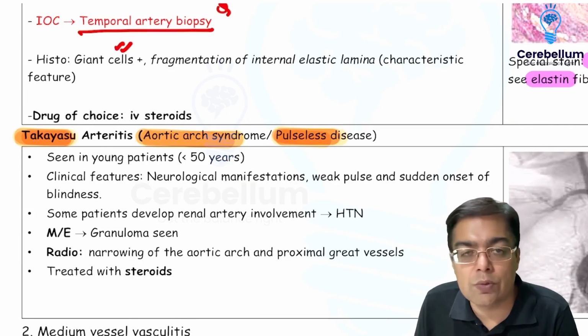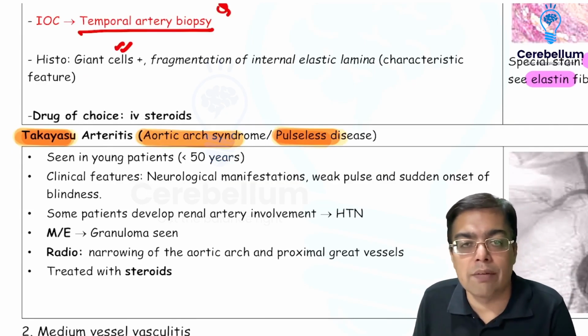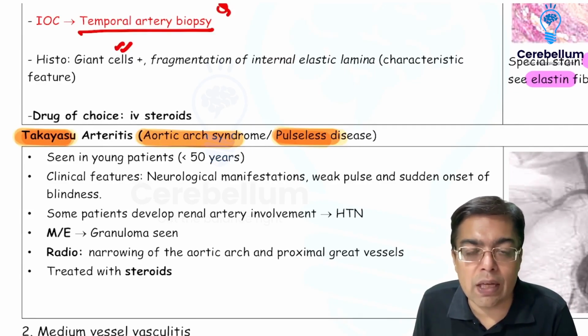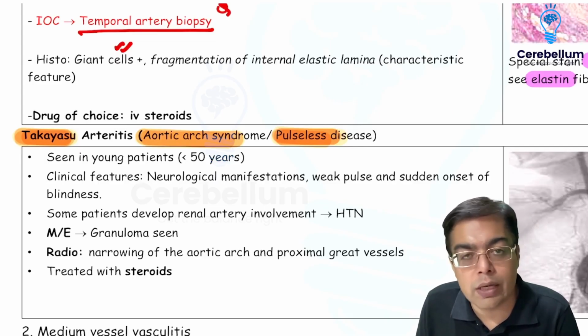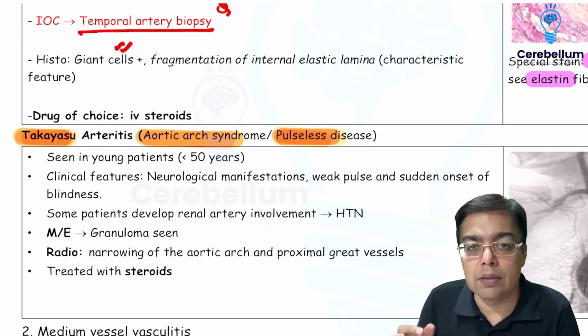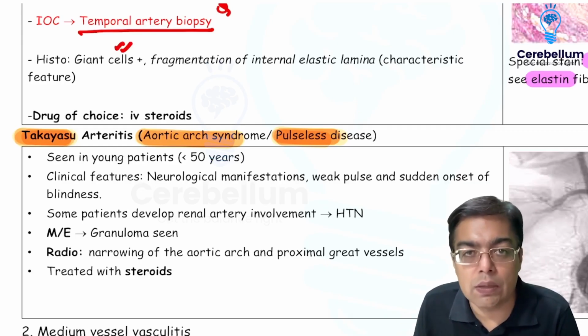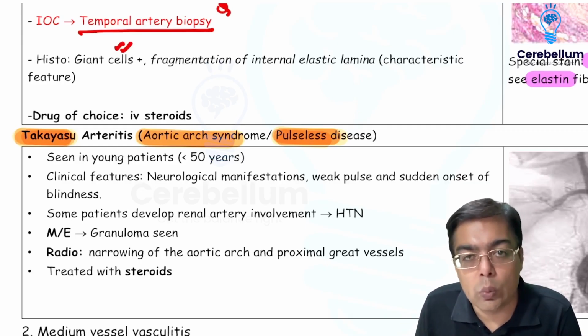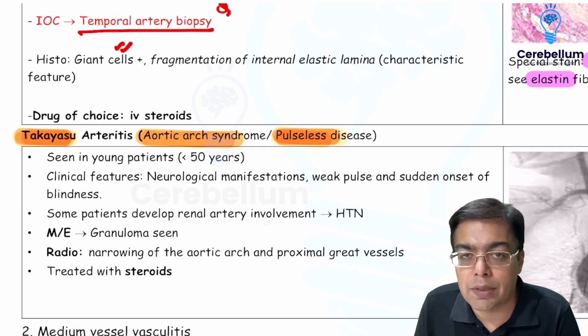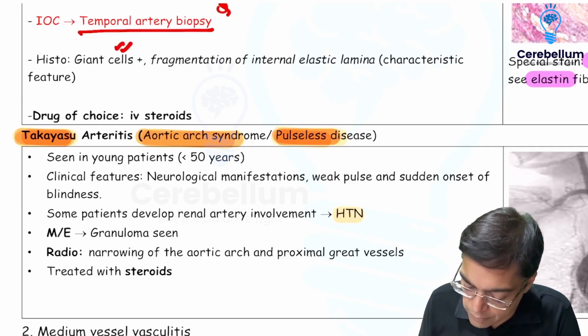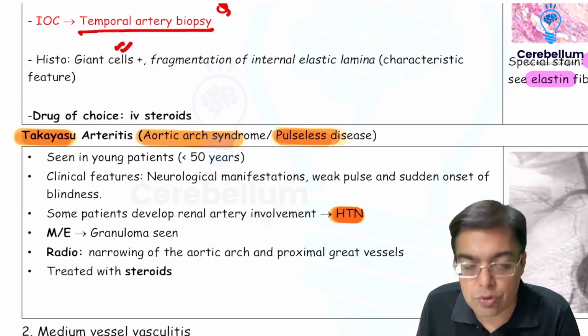It's a condition which is going to be seen in, point number 1, people having an age less than 50 years. Patients can have weak pulses. They can be having the presence of neurological manifestations as well, and patients have renal vessel involvement. Let us not forget that these patients can also have the same complication just like the temporal arteritis, which is sudden onset of blindness. Now, what is the significance of knowing about the renal vessel involvement? It can precipitate in this patient hypertension. Therefore, the patients can be having a development of renovascular hypertension.